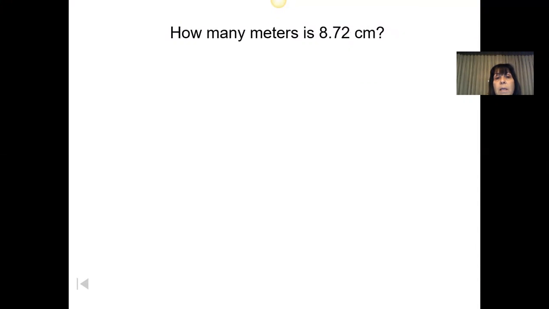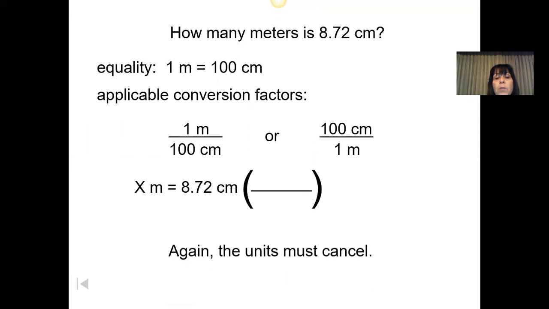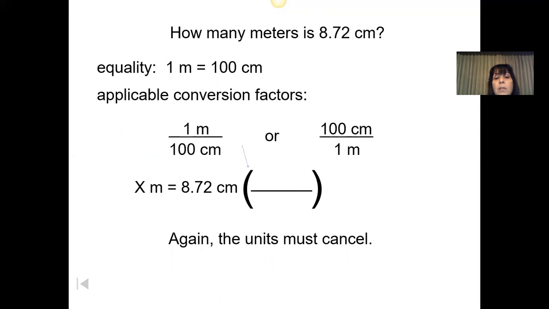I can extend this and go the opposite way. If I start with 8.72 centimeters and change it to meters, again, I'm going to use the same conversion factor, the same two possible fractions. This time I'm starting with the centimeters. So this time I would like the centimeters to drop out, which means in this case, I'm going to use the conversion factor where the centimeters are in the denominator. This time the centimeters will cancel out. And again, I'll be left with meters.